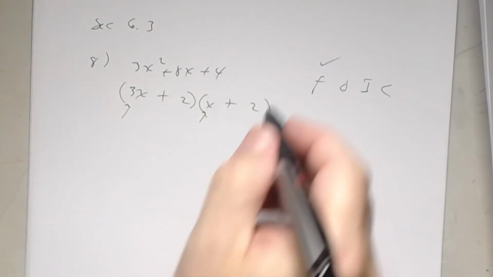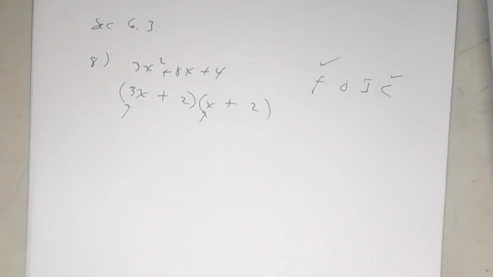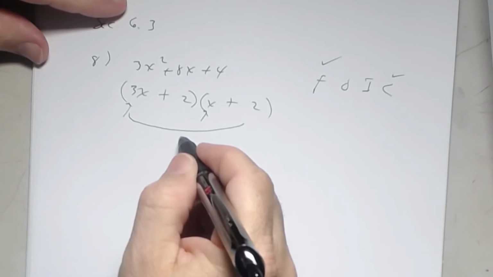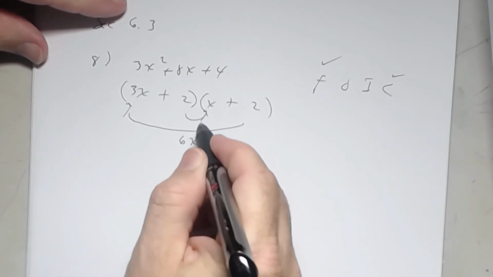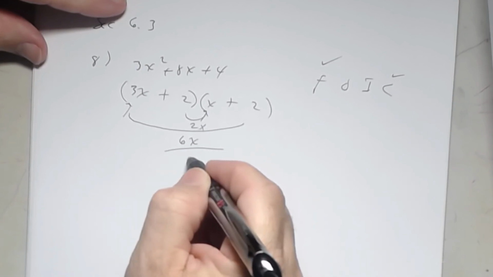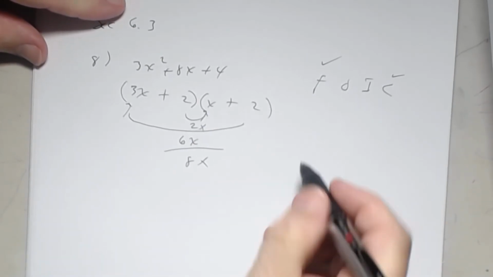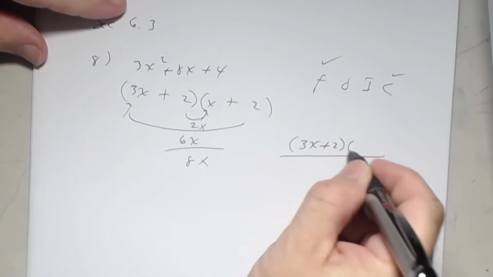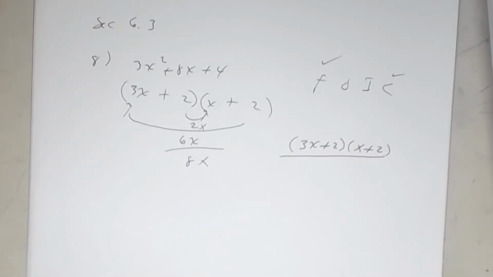Now, I've checked the F and I checked the L. What have I not checked? The outer and inner. What is the outer? 3x times 2 is 6x. What's the inner? 2x. When I add them up, what do I get? 8x. Is that what you wanted? Yes. So I found the answer. What's the answer? 3x plus 2 times x plus 3. That's it.